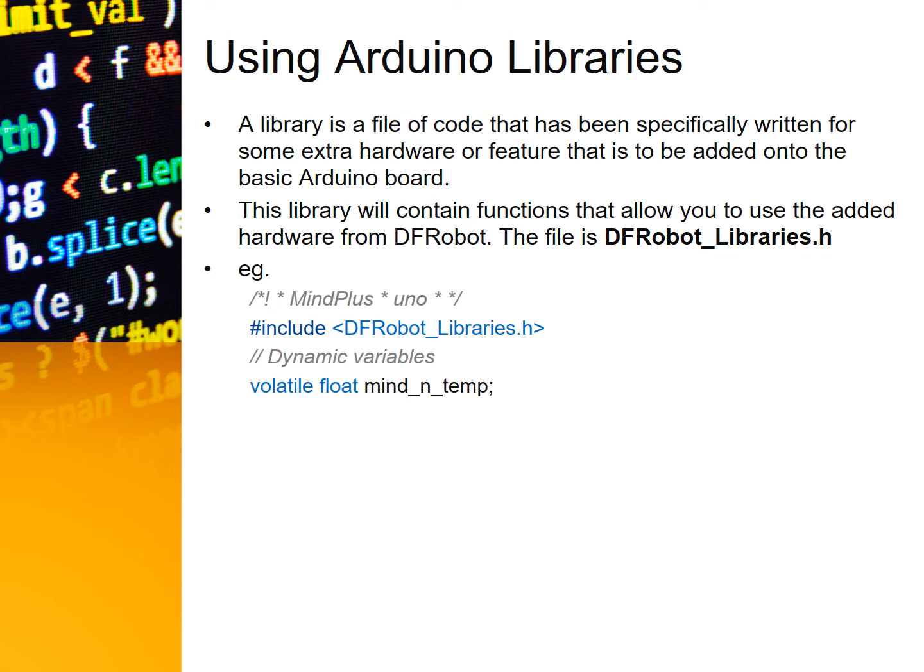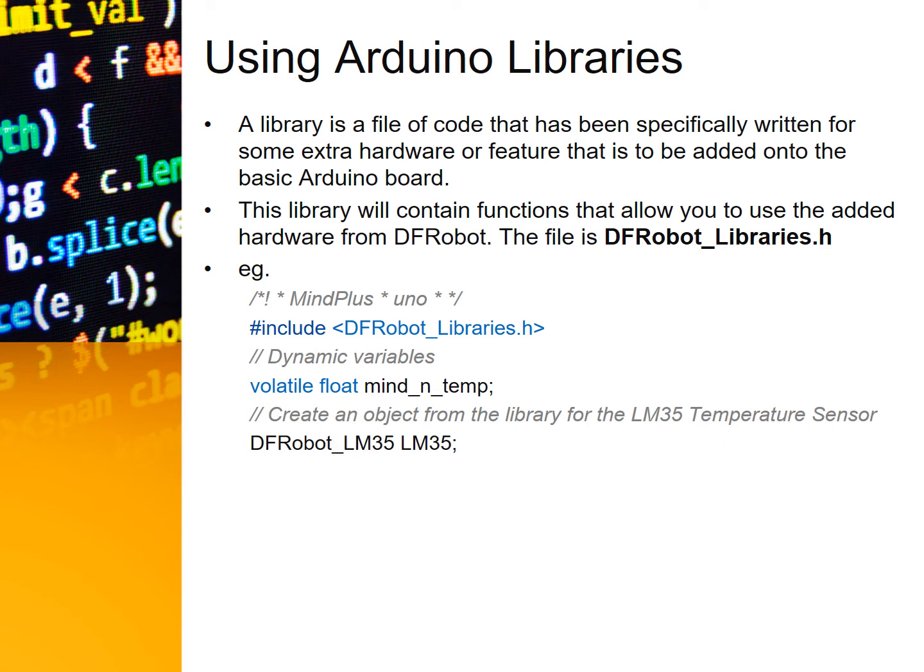Dynamic variables, if we're setting up a program. A volatile float means it's set up in Mind+, it's a number, and we're calling it temporary, temp. We can create an object from this library for the LM35 temperature sensor, which is in your kit. So we've got our dfrobot_libraries.h already included, as we see here. We're now saying that dfrobot_LM35, which identifies our sensor, we're just going to call LM35 in the program. Saves us all this other stuff.